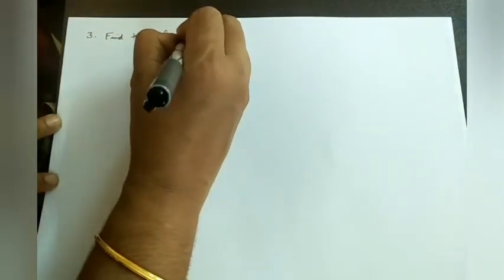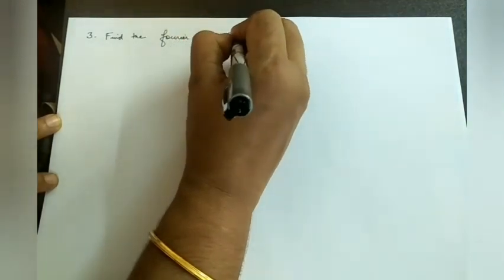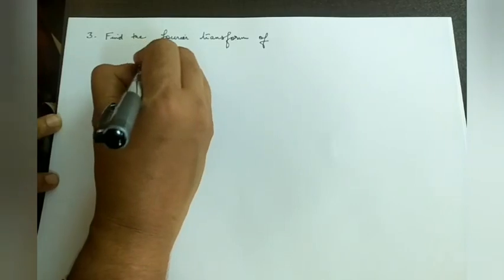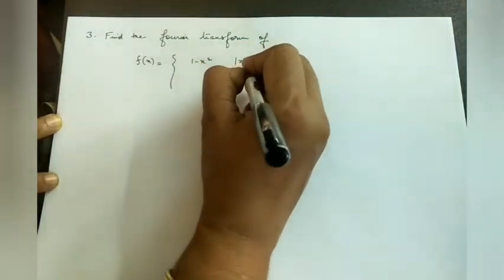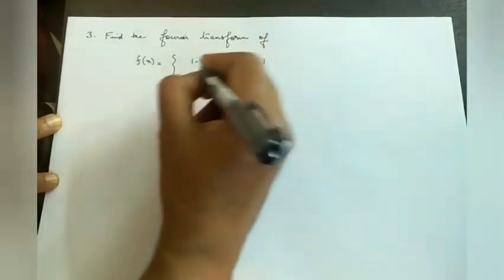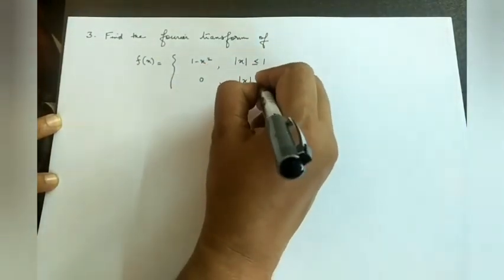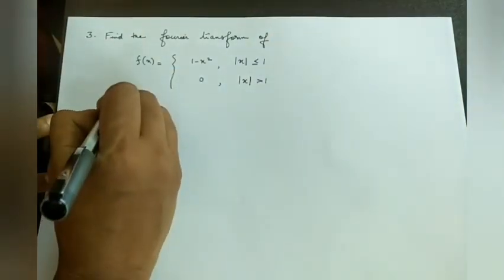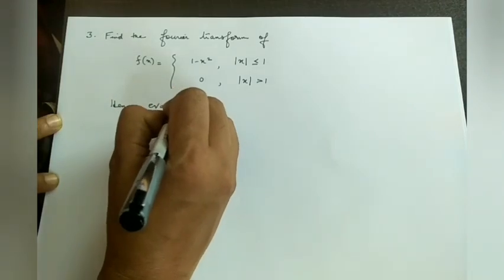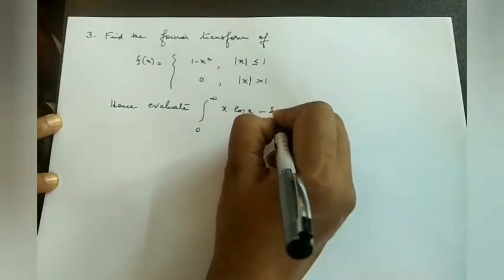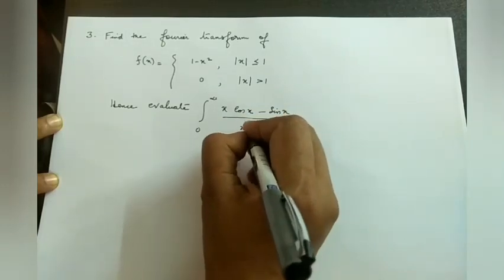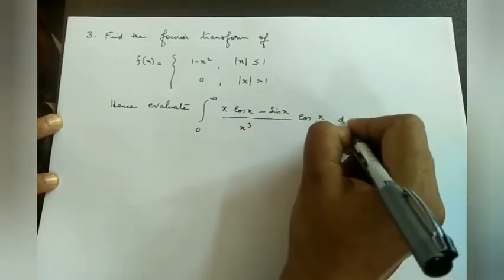Find, the third question is find the Fourier transform of f(x) equal to 1 minus x² when |x| is less than or equal to 1 and 0 when |x| is greater than 1, and hence evaluate the integral from 0 to infinity of (x cos x minus sin x) divided by x³ into cos(x/2) dx.